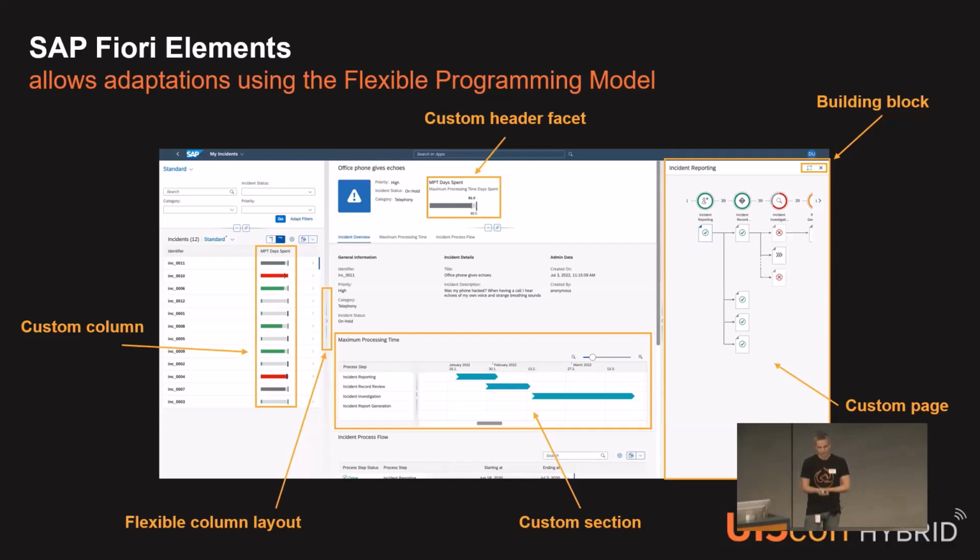Right at the top corner, you also see a building block, which is the feature of Fiori Elements to extract some functionality from the floor plans, also to custom coding, because otherwise you would have the problem that you would have to code everything for yourself. So in this case, it's just simple actions for the flexible column layout, but also more complex things like the table or the filter bar would be available as building blocks.